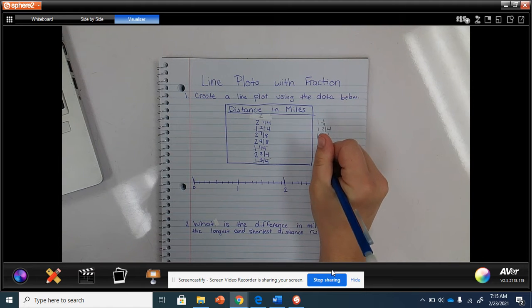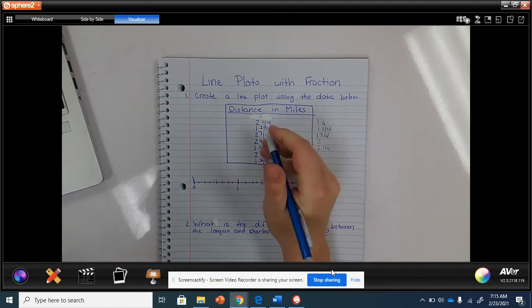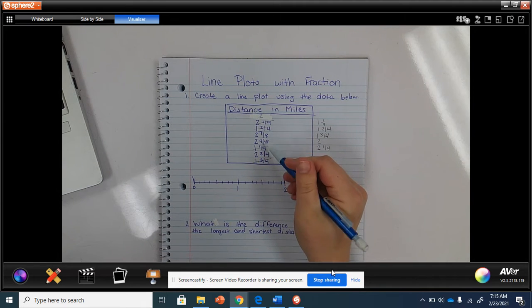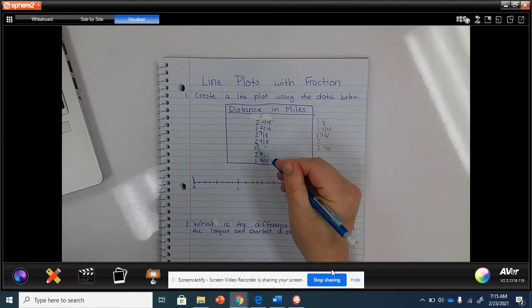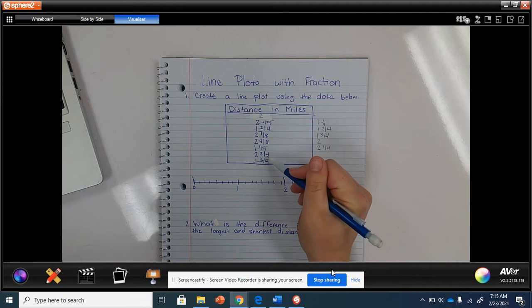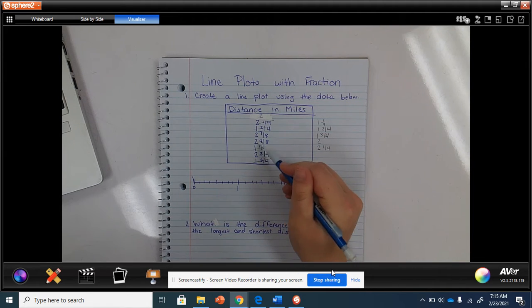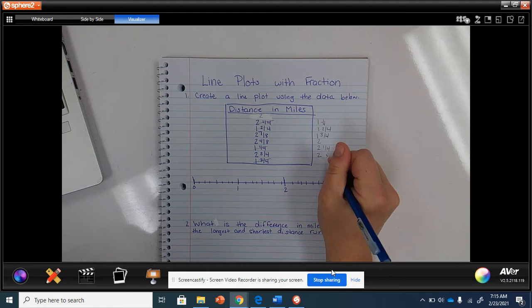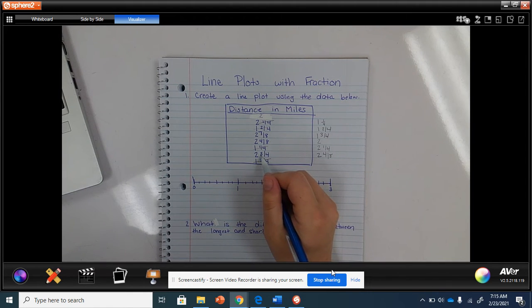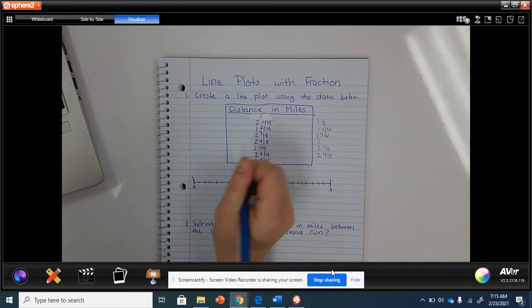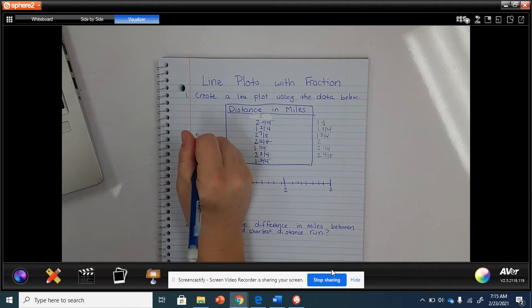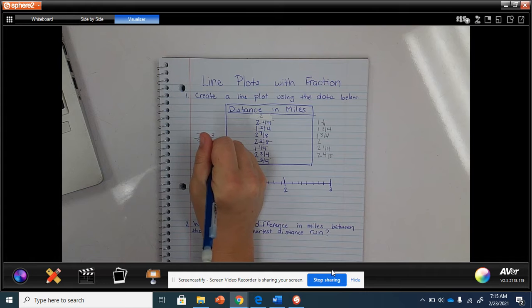2 1/4 is my smallest so far. 2 and 4/8, 2 7/8, 2 3/4. I know that 2 4/8 is equal to a half, so that is going to come next. And then I'm going to figure out if 3/4 or 7/8 is larger by using my strategy. So I'm going to put 7/8 and 3/4.